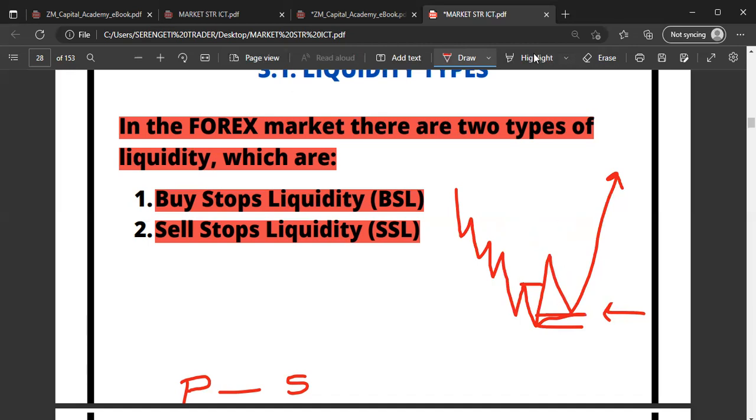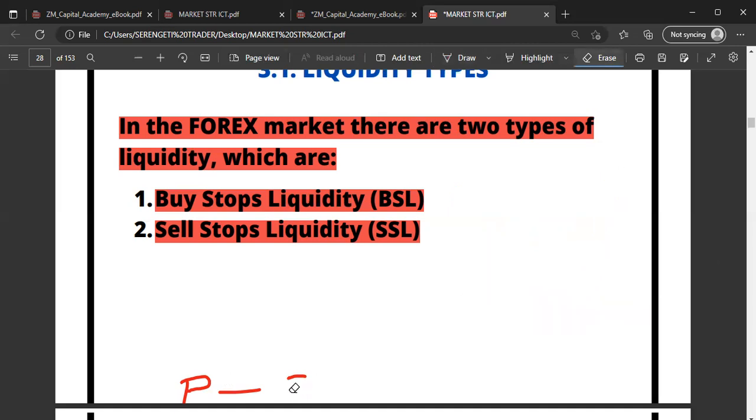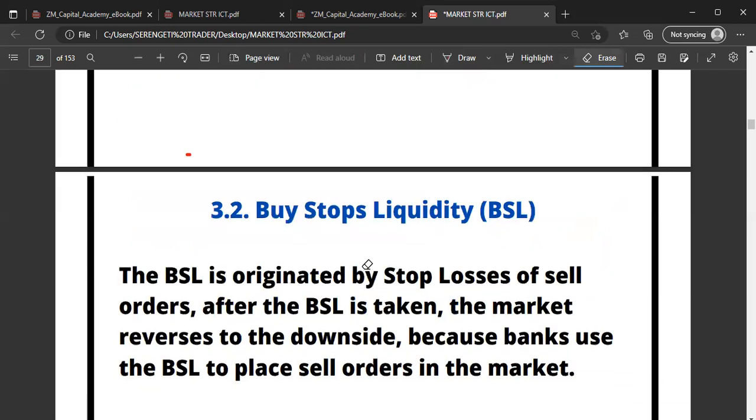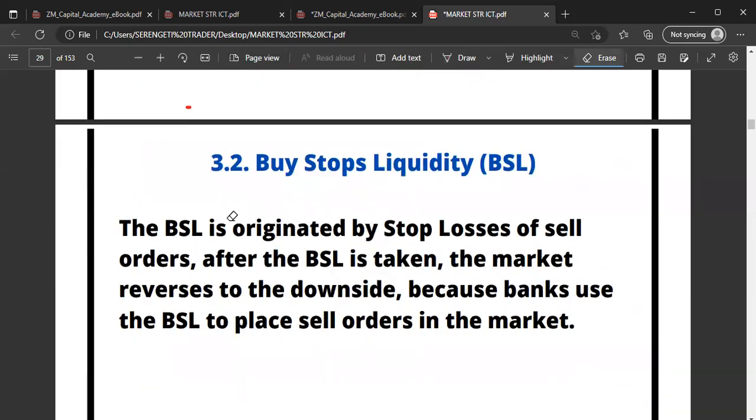So I was explaining this so that you may understand what I mean when I talk about buy stop. Why do we say buy stop liquidity? It is called buy stop because it is an area where buying ends. They say buy stop liquidity originates from the stop process of sell orders. After the buy stop is taken, the market reverses to the downside, because banks use buy stop liquidity to press sell orders in the market.